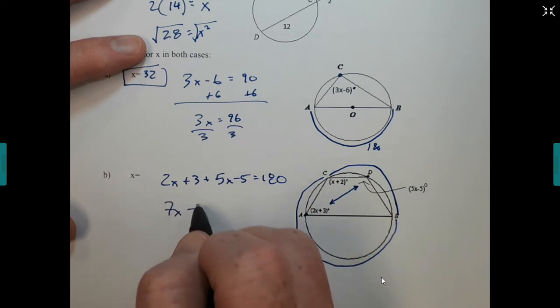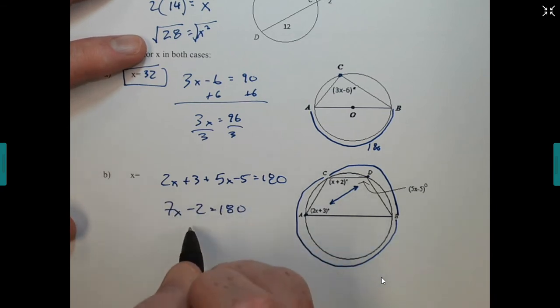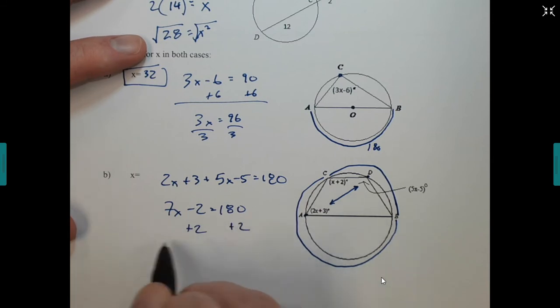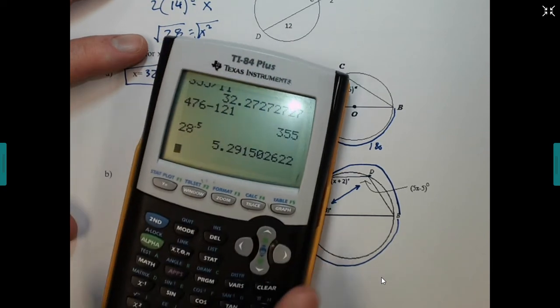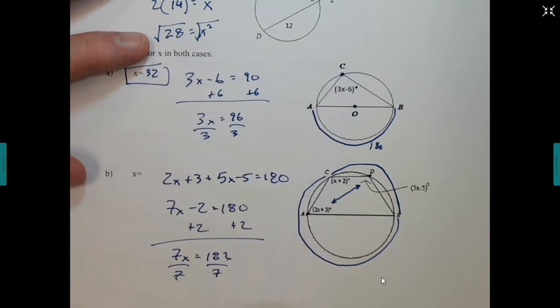Combine like terms. Add 2. And let's see, what is 182 divided by 7? 26, hot dog.